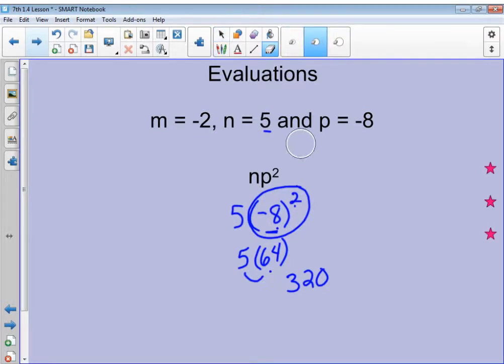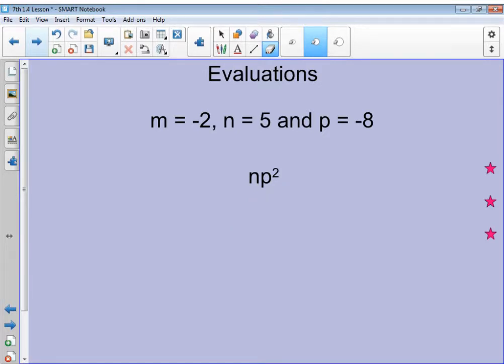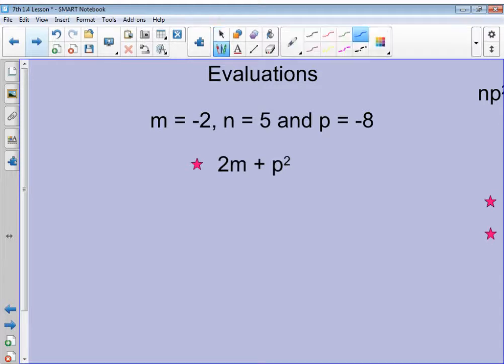Okay, so let's try another one. Key thing here is that you're substituting in correctly. Okay, so 2 times m plus p squared. So make sure that when you're doing this, you put your replacement of m in parentheses, and here's why. Because if I write this out like this, 2, and then I write m as -2, that looks like 2 minus 2, when really it is 2 times -2. Okay, so it's probably very good practice to put everything in parentheses. Plus p is worth -8, and then squared.